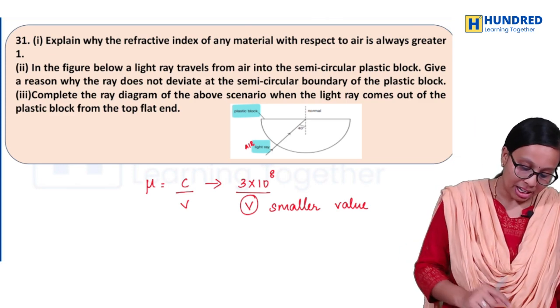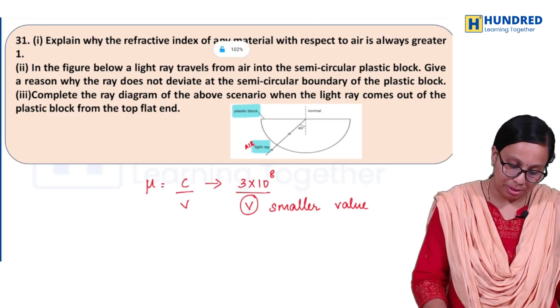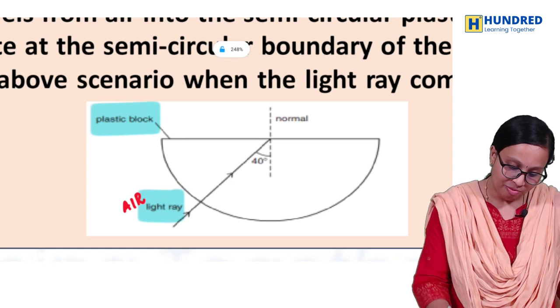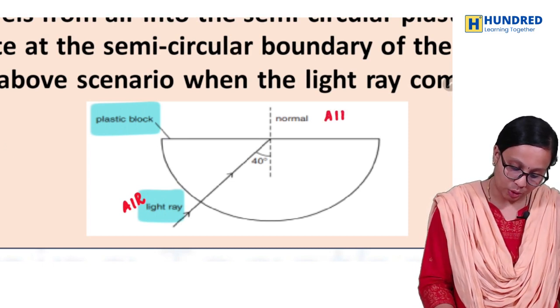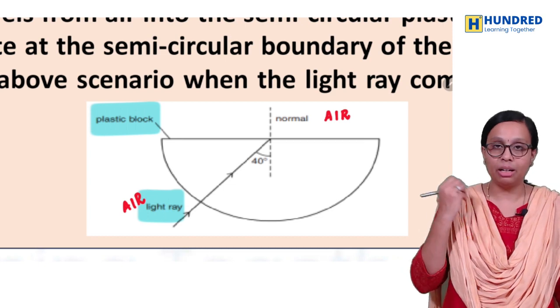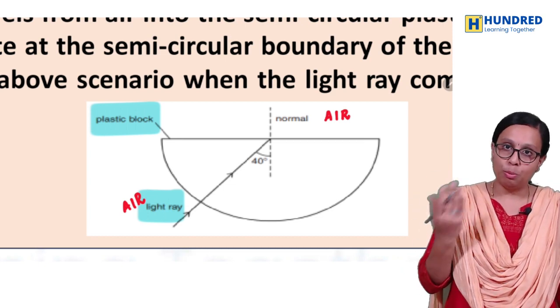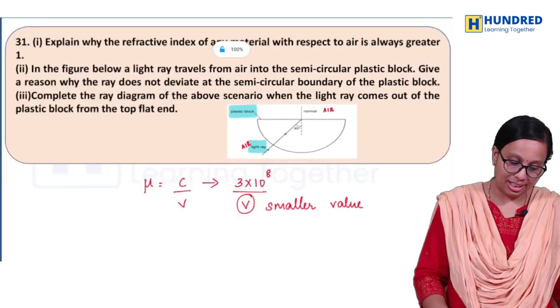Okay. And then complete the ray diagram. So now we'll have to complete the ray diagram. So from air, it has entered into plastic. And again from plastic, it is coming out to air. Okay. So from a denser medium to a rarer medium, it will move away from the normal. So we'll see the answer.